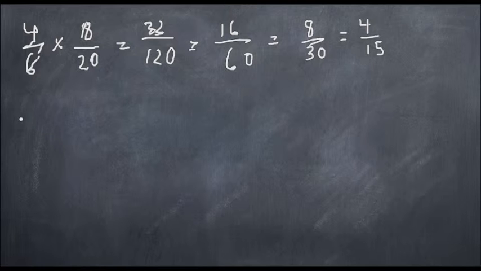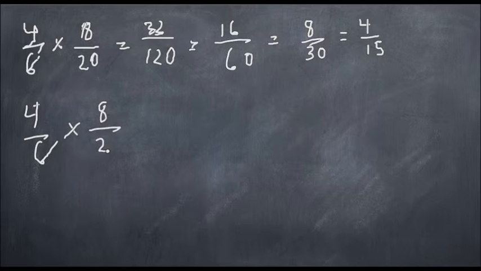But now I'm going to show you a way, using the same problem, but instead of doing all this simplifying at the end, I'll show you how to quickly jump to the finish line, if you want to call it that. 4/6 times 8/20. Now don't get confused by this. What you've got to do, look at the top from this one and the bottom from this one, and so let's say we're looking at this and we're looking at this.